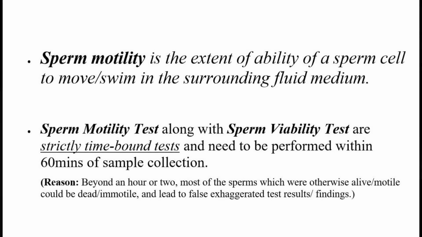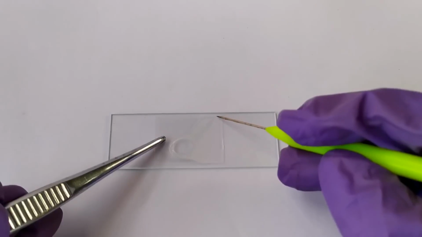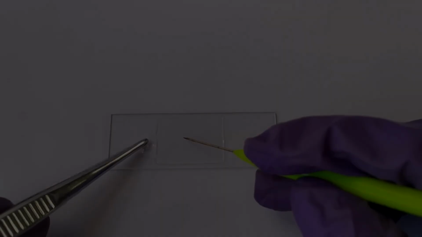The sperm motility test is done within 60 minutes of sample collection. Sperm motility is the ability of a sperm cell to move in the surrounding fluid medium. A drop of liquefied semen sample is taken on a glass slide and gently covered with a cover slip. The slide is immediately observed under the 40x objective of the microscope.